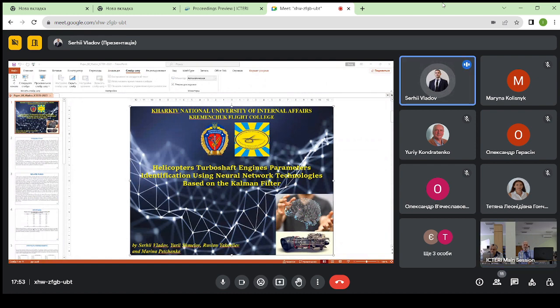Good afternoon. With your permission, I present a work: Helicopters' turboshaft engines parameters identification using neural network technologies based on the Kalman filter.